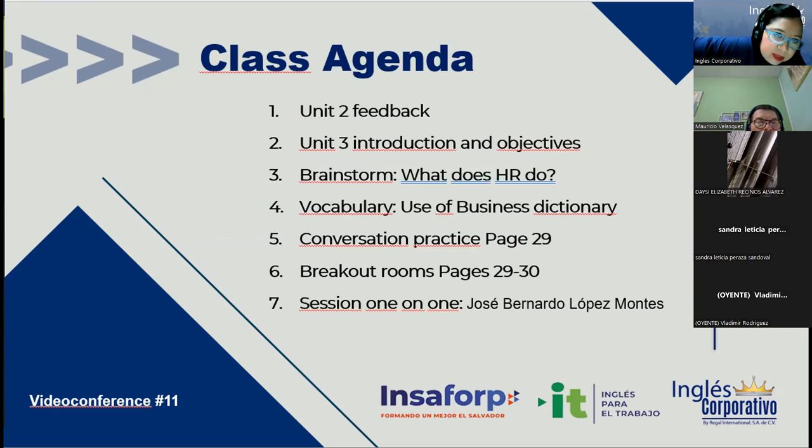Tonight we are going to start with a short feedback of Unit 2. Then we did our introduction and objectives, and then we have a brainstorm. What does HR do? Then we are going to try to use a business dictionary to find out some vocabulary. Then we have a conversation practice on page 29 in our manuals, and in the breakout rooms, we are going to work on pages 29 and 30. Then the one-on-one session for tonight, after 10 minutes, will be for Jose Bernardo Lopez Montes.